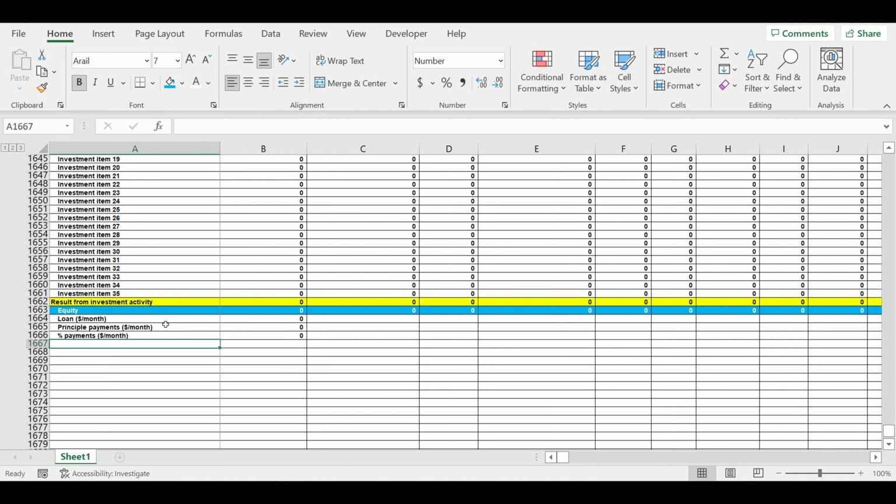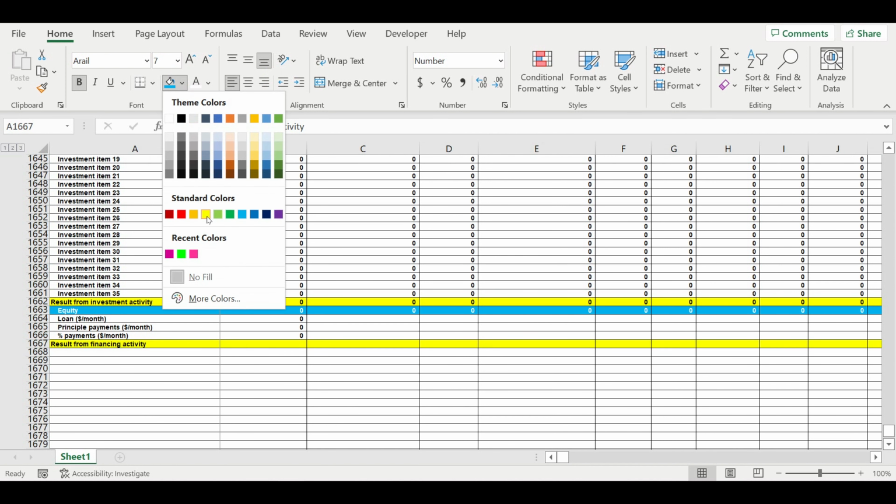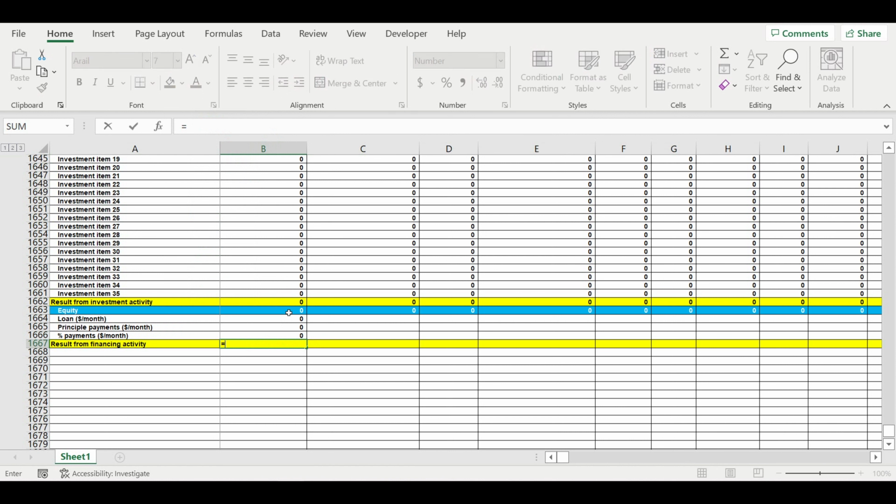and then we calculate the result from financing activity. It is equity, so your money from your pocket or your investor's money, then plus money of the bank that finances your business idea. Then you pay principal payments to the bank, and you pay interest payments.